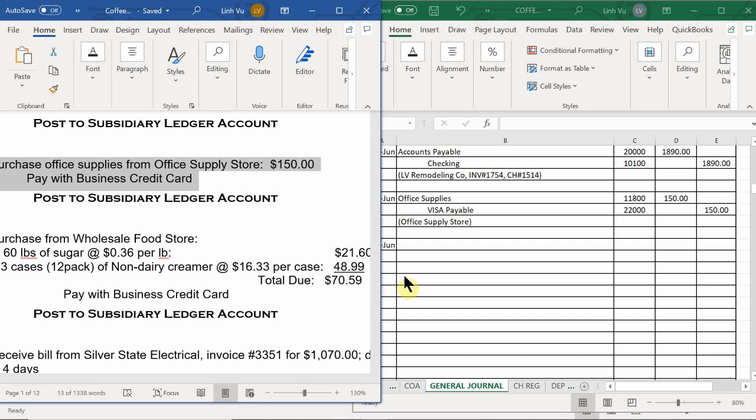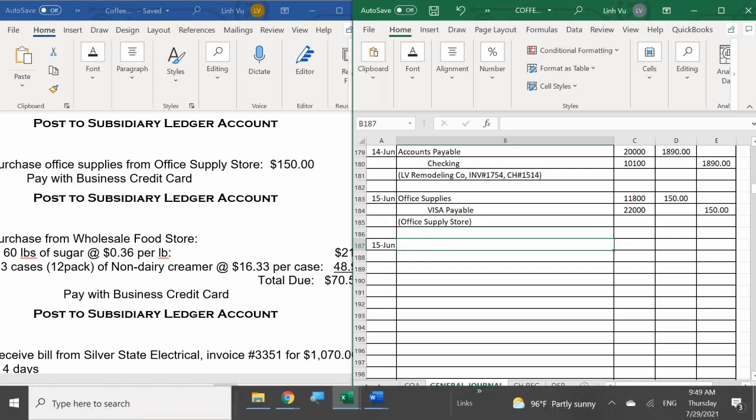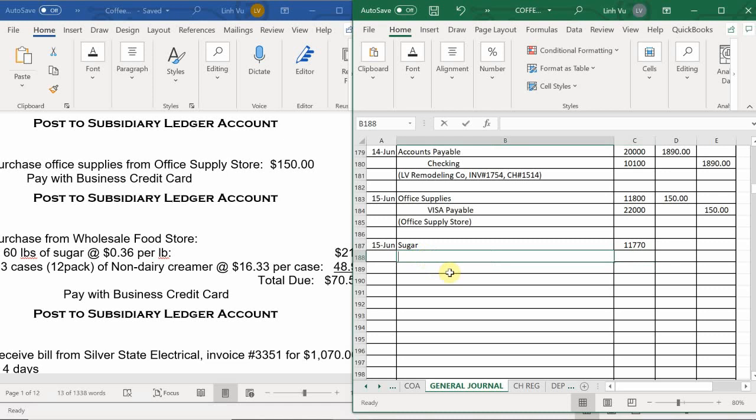In the chart of accounts, under assets, the first account is 11770. What is that account called? The sugar account. Good. Sugar for 11770. And you bought creamer. The creamer is the 11775 account.